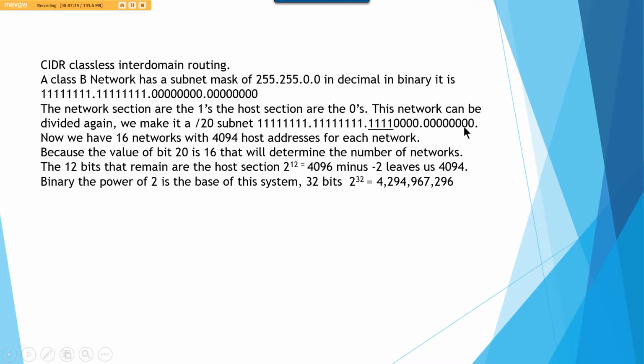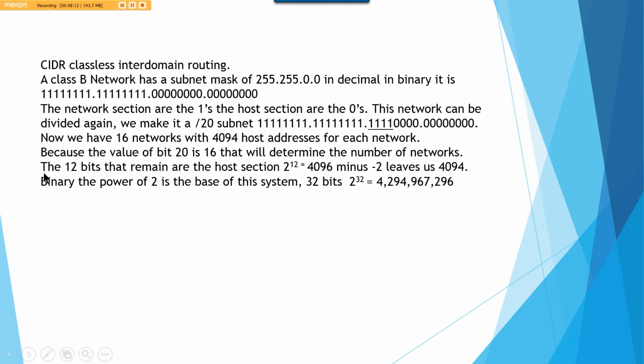We would have fewer hosts when we continue to take bits away from the host section. Now the bit value of this bit, which is bit number 20, is 16. Because the value of bit 20 is 16, that will determine the number of networks. So we have 16 networks on this subnet.